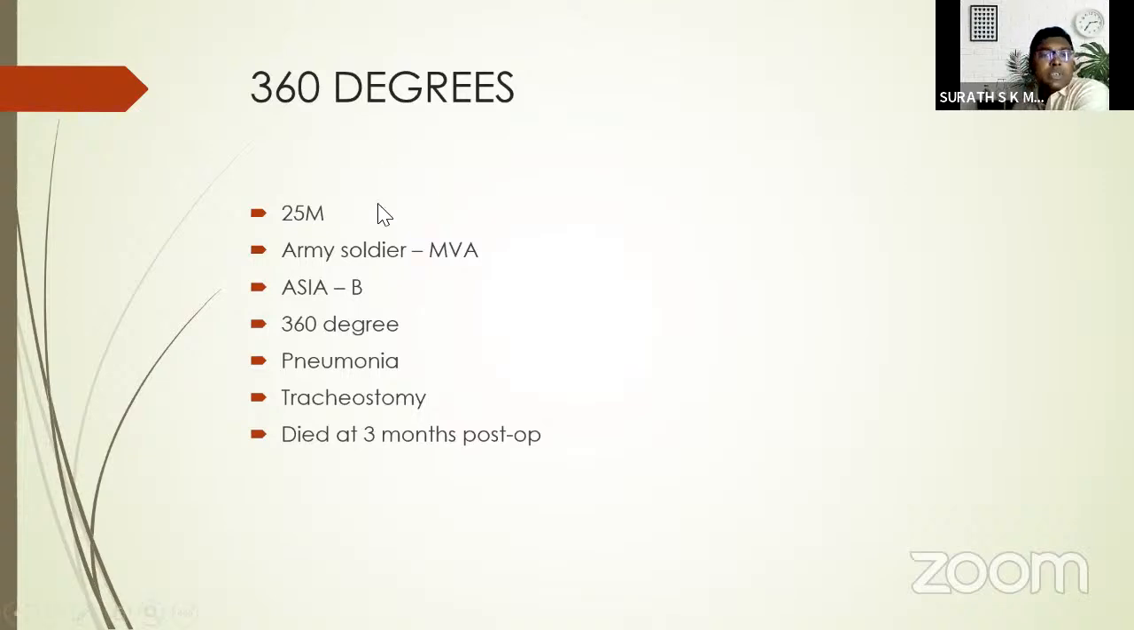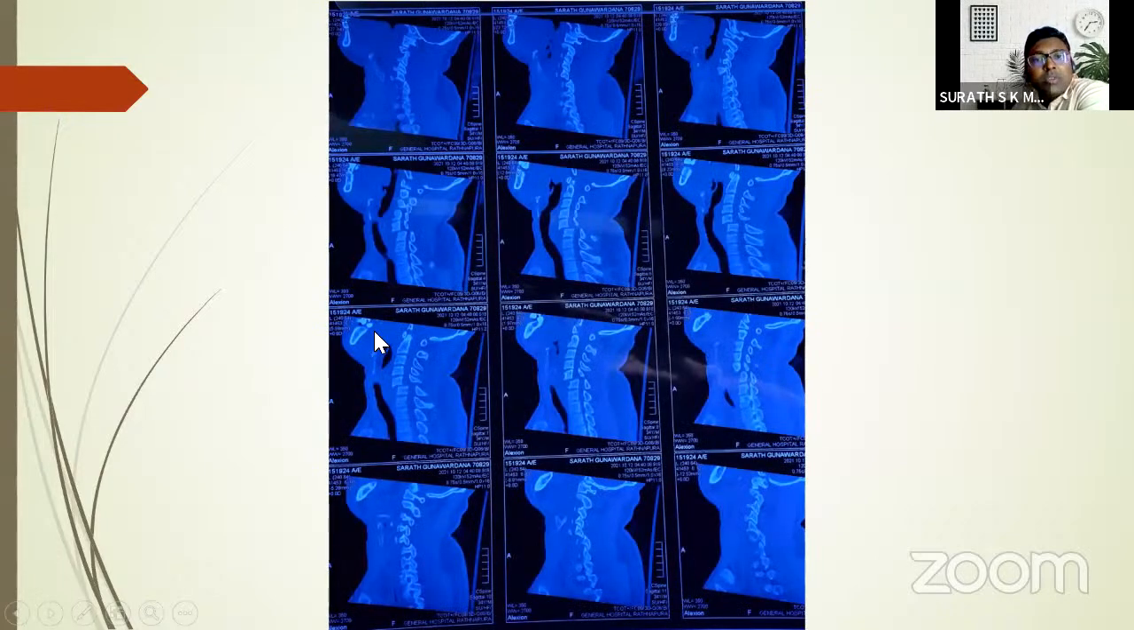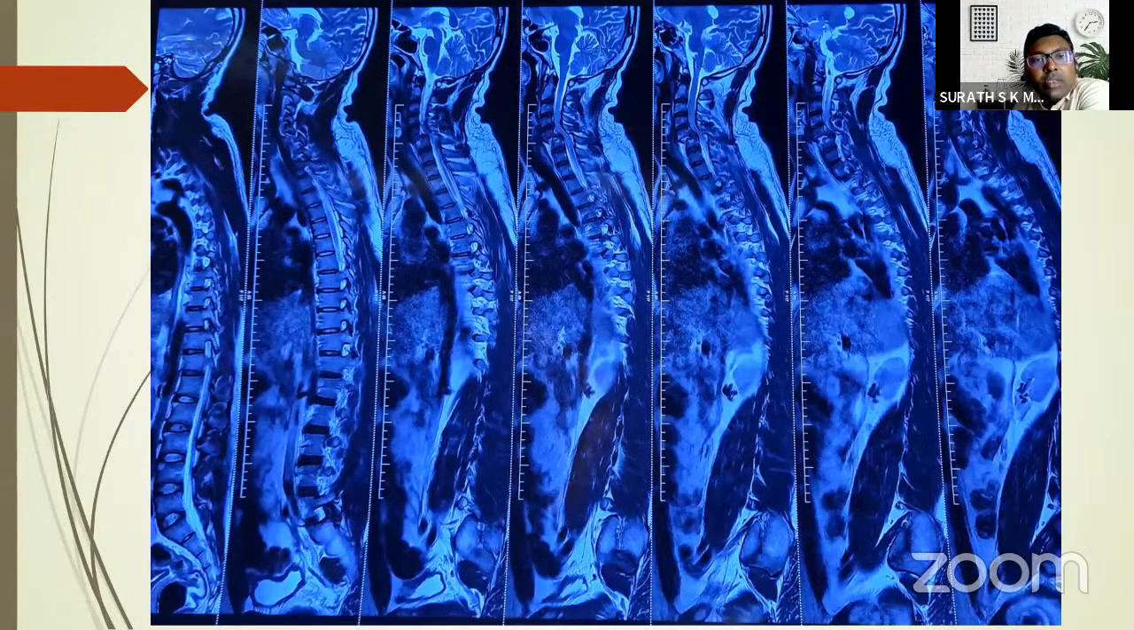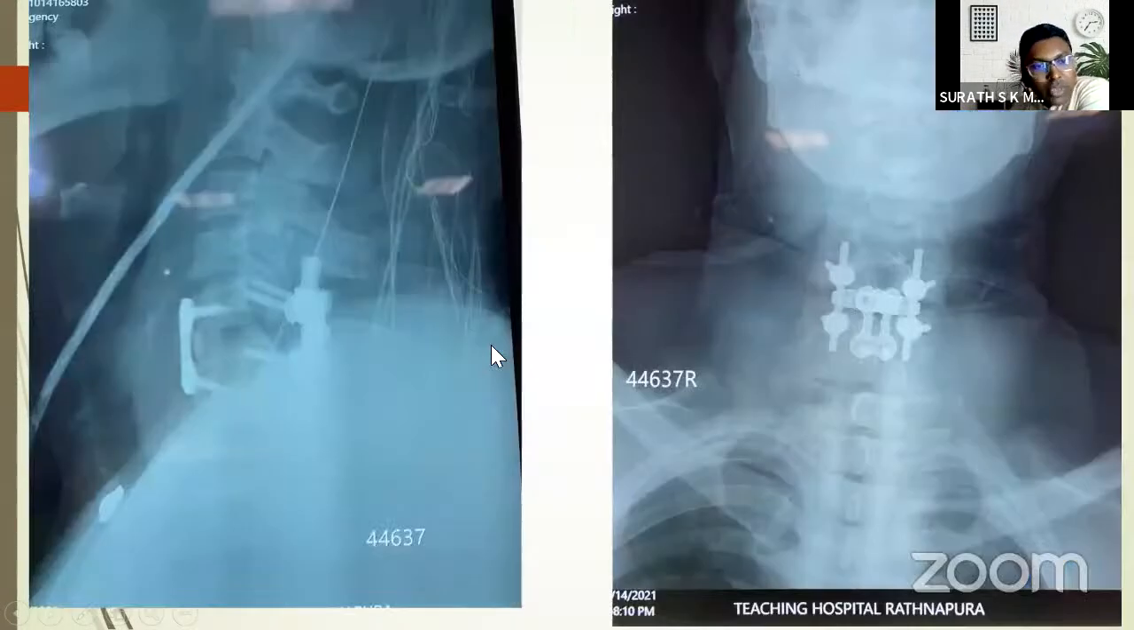So this is the first case: 25 years old, army soldier, motor vehicle accident, Asia B. This is the CT he presented with. You can see C5-6 dislocation. He was Asia B. And this is the MRI, and you can see the disc as well. So anterior approach followed by the posterior approach.